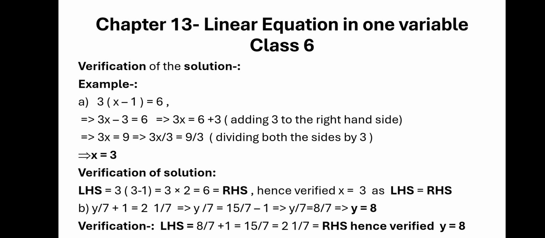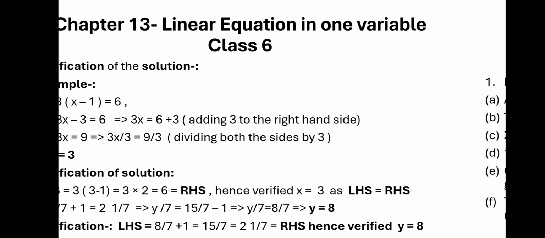Verification. LHS is equal to, since y is equal to 8, we have substituted that, 8 upon 7 plus 1, and that is 15 upon 7, because 7 is the LCM, and 7 ones are 7, so 8 plus 7 is 15 upon 7, and that is 2 1 upon 7, which is equal to RHS. Hence verified that y is equal to 8, since LHS is equal to RHS.